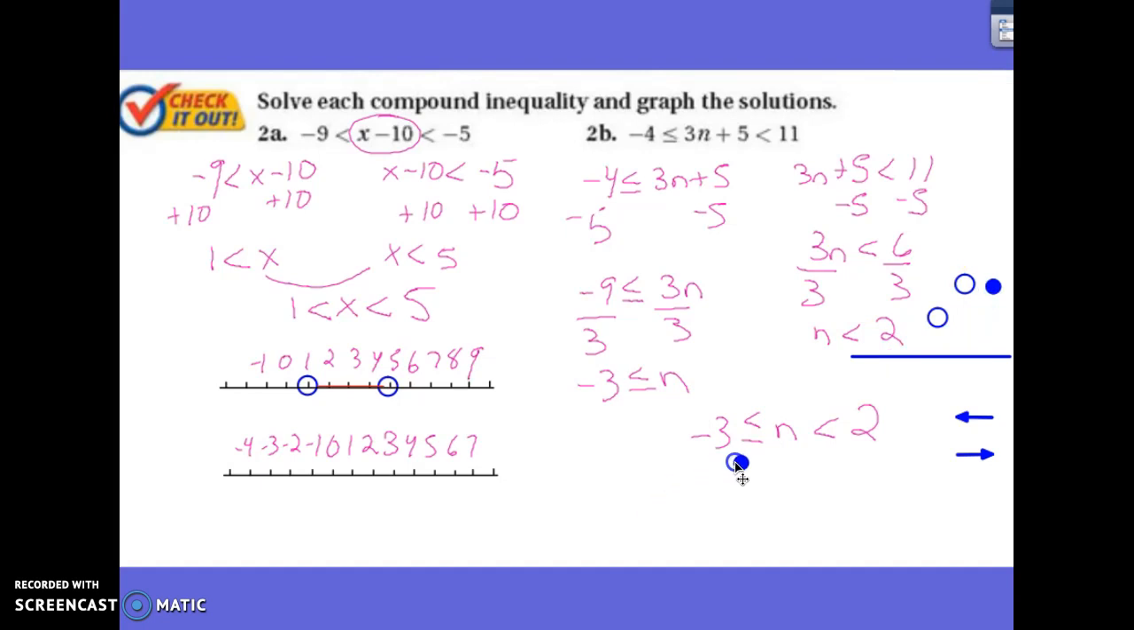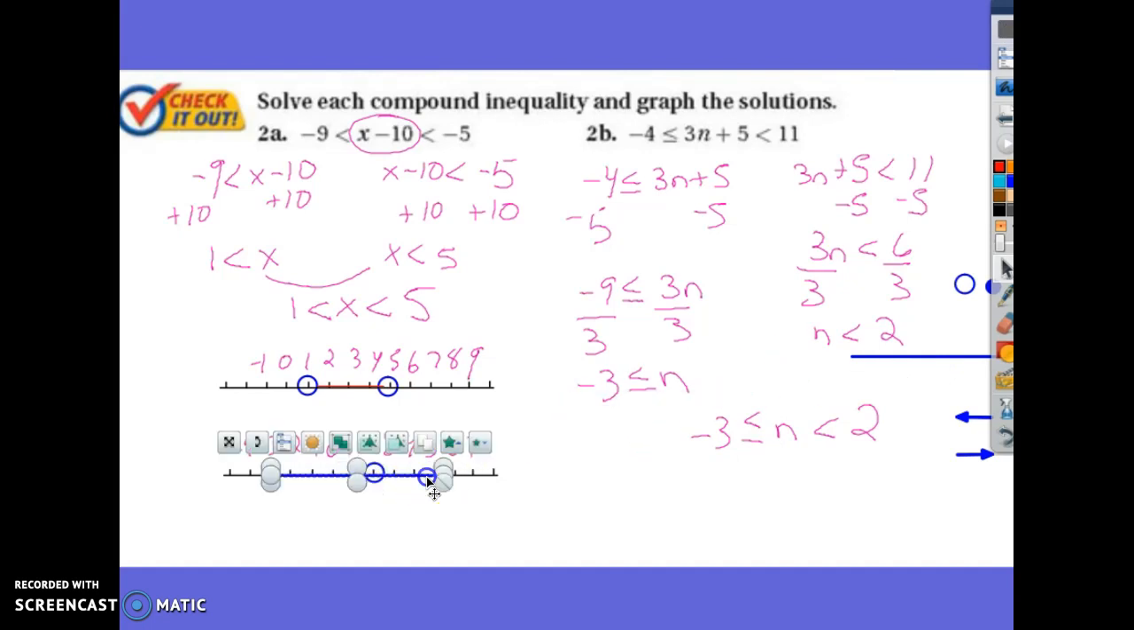Okay, I'm going to have a closed circle on the -3. I'm going to have an open circle on the 2, because n has to be less than 2. And then I can still grab my line, and it looks like between those two values, just like so, okay? And that's what that would look like. So n is greater than or equal to -3, and n is less than 2.